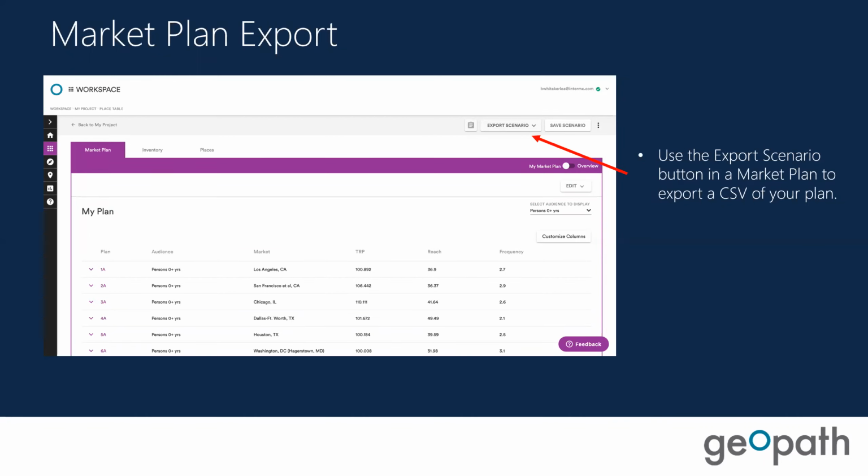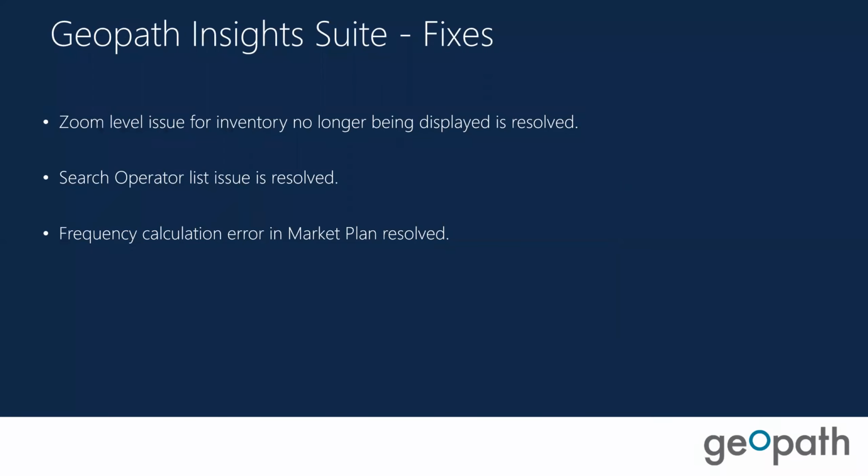And we'll hit on all of these changes as we work through our workflow in this session. And a couple other small fixes that happened. There was a small issue with the zoom level for inventory that was no longer displayed, so we fixed that. The search list for operators was not really working that well. As we made some other changes, something impacted that, so that's been fixed. And also the frequency calculation in the market plan has been resolved.